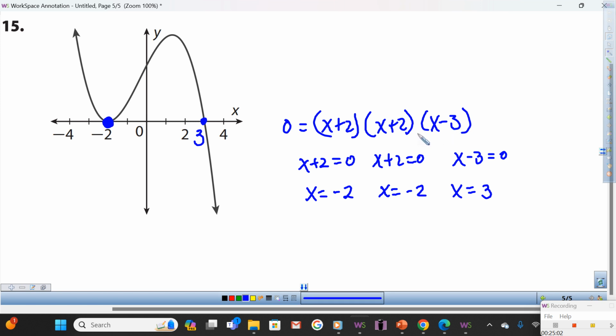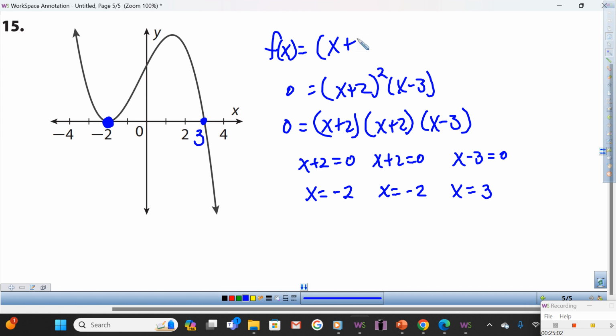Is everybody following so far? We went from here, became 0. There they are. Okay. So then I heard Rebecca say instead of x plus 2, you can write it as x plus 2 squared and x minus 3. All that equal to 0. However, the original has to be in what? F of x. So this is f of x equals x plus 2 squared x minus 3.